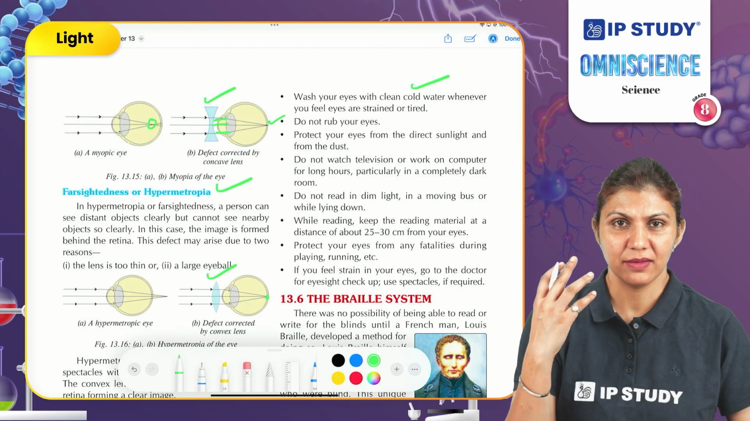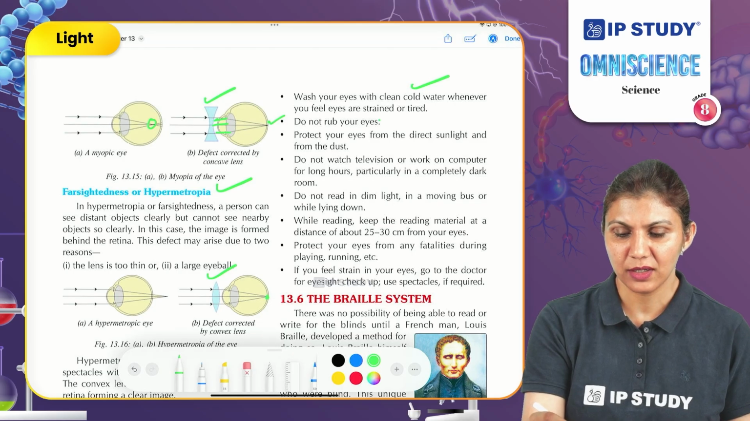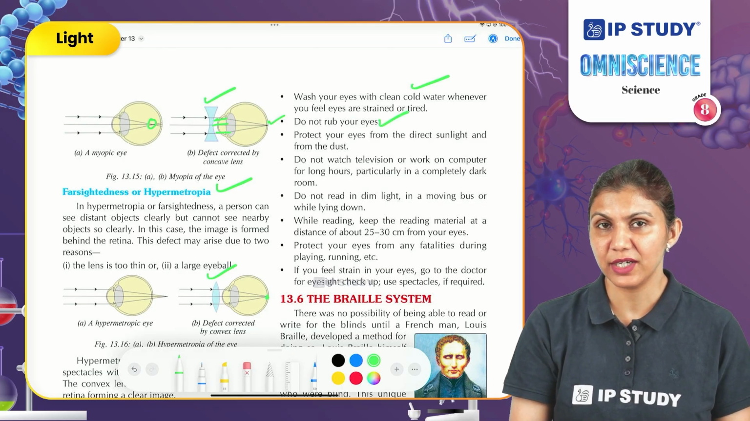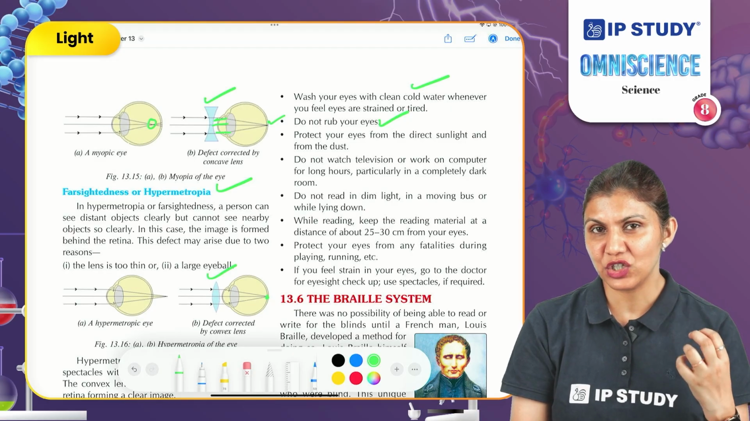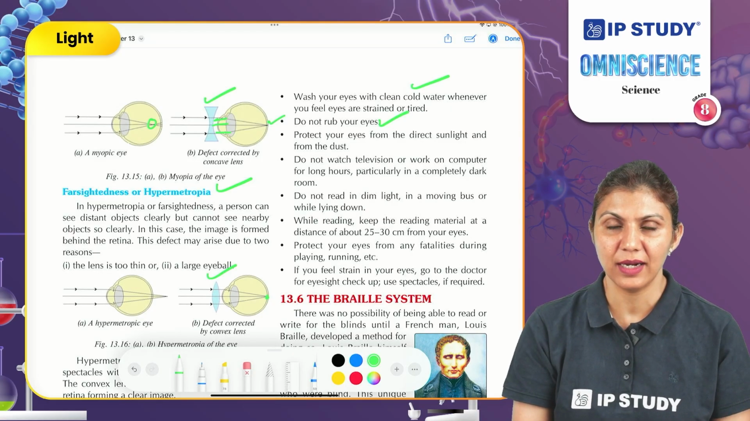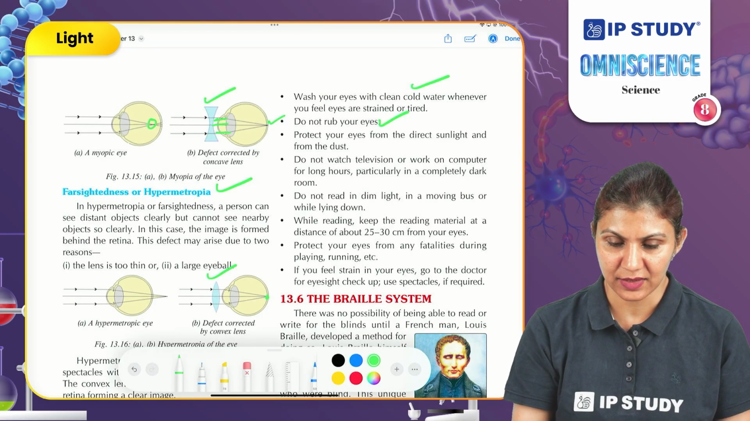If anything enters into your eyes, do not rub it. Or if you feel strain, sometimes during eye strain you feel itching and you start rubbing. Do not do that. This causes damage to your eyes.